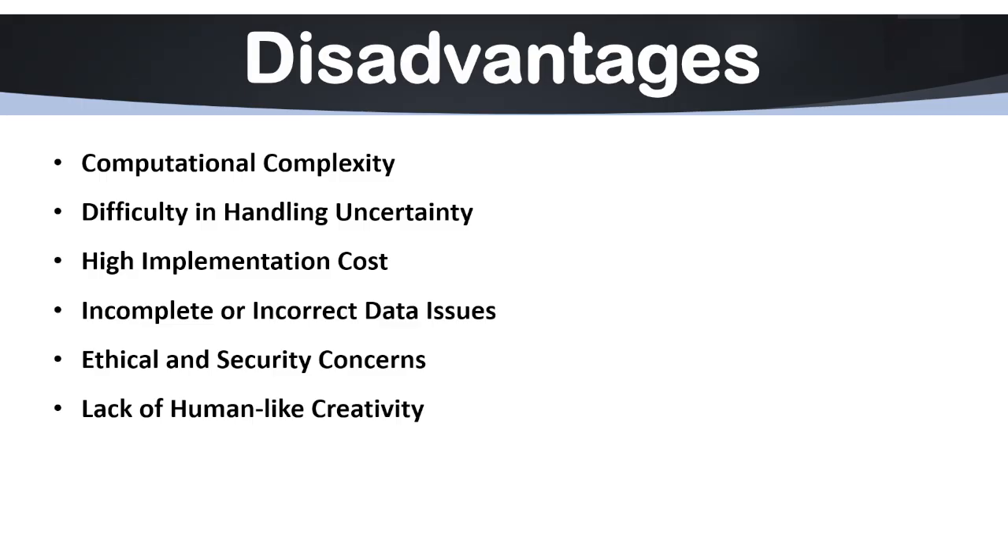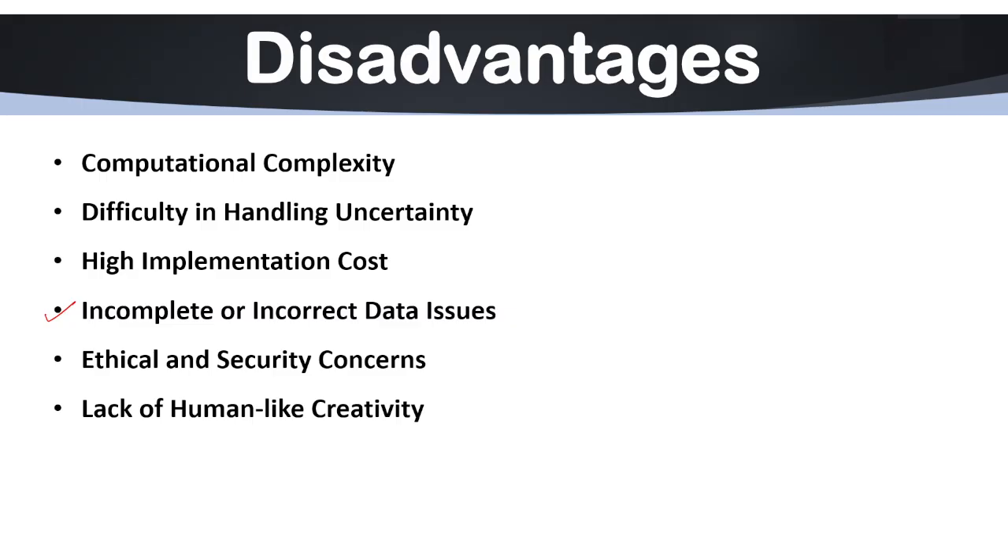Next we have incomplete or incorrect data issues. So many times we don't have complete or proper information about some particular thing, right? We don't have proper guidance. So at that particular point, our AI system can give us a wrong suggestion. For example, a hospital AI planning system scheduling doctors incorrectly due to outdated patient records. AI planning relies on accurate data, and missing or incorrect data can lead to poor decision making.